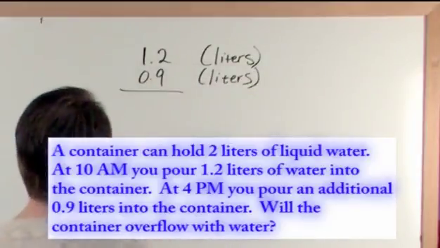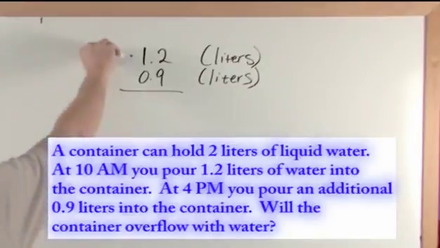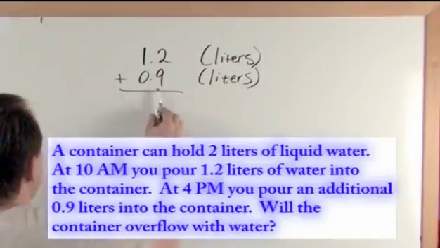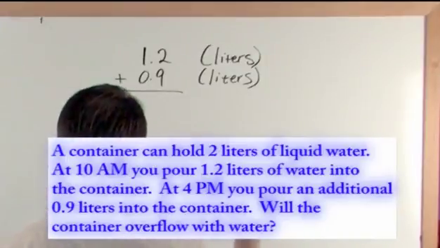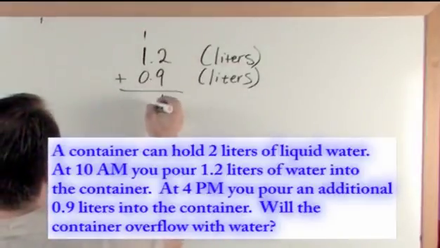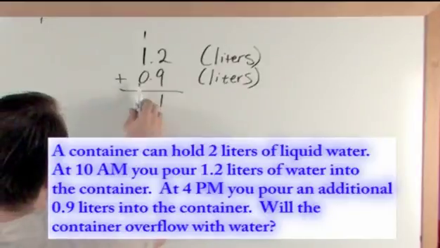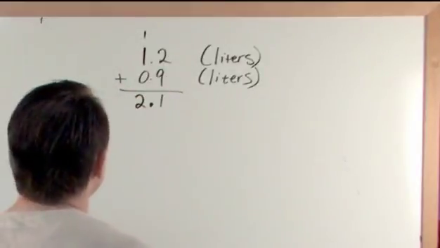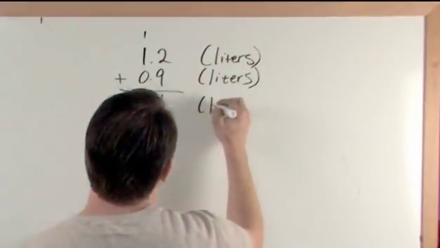Okay, let's see what I get here when I add. This is how much I add in the morning, and this is how much I add in the afternoon. So I'm adding them together, starting in the right column. 9 plus 2 more is 10, 11. Okay, so that's 11, carry the 1. My decimal point drops down just like this, and I work in this column. 1 plus 1 gives me 2. Okay, 2.1 what? It's 2.1 liters.